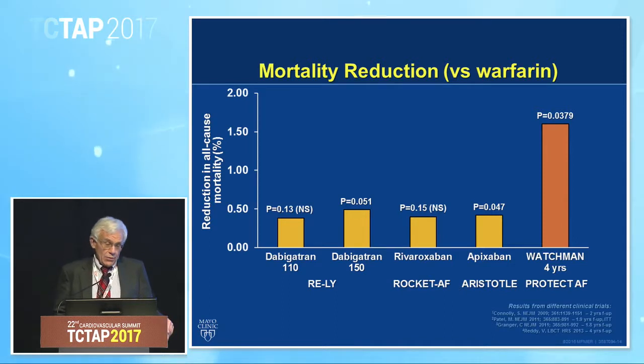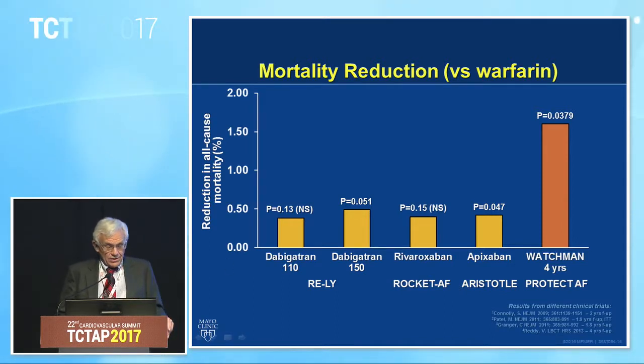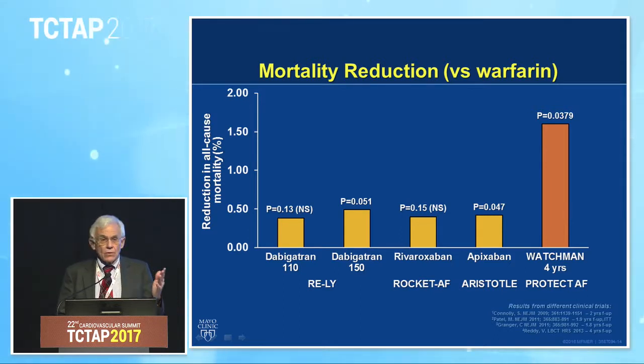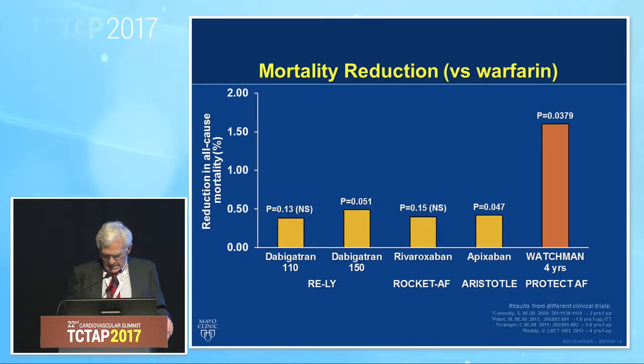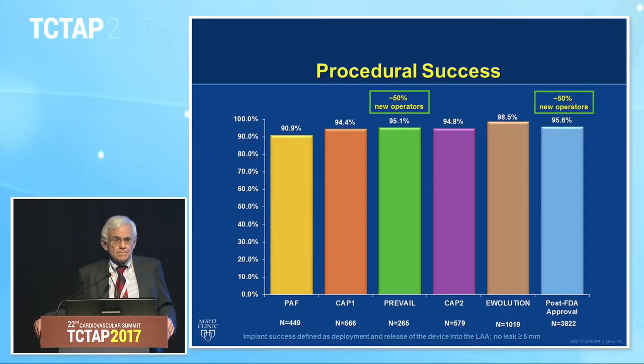How does that compare with reduction in mortality with dabigatran, either at 110 or 150, or rivaroxaban or apixaban? We can see that the mortality reduction versus these other agents swamps them all. It's dramatically better than the mortality reduction that is seen in patients who are treated with either warfarin or the new oral anticoagulants. That is, again, the information that we have.